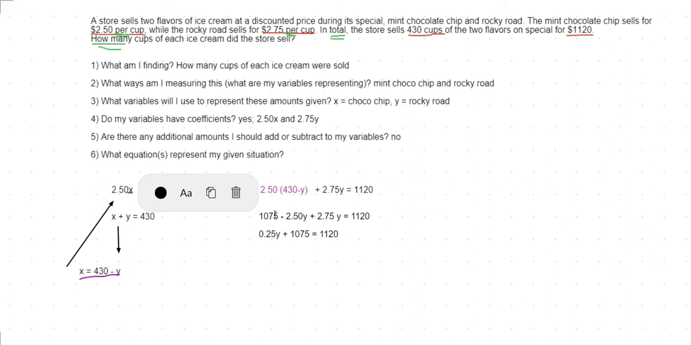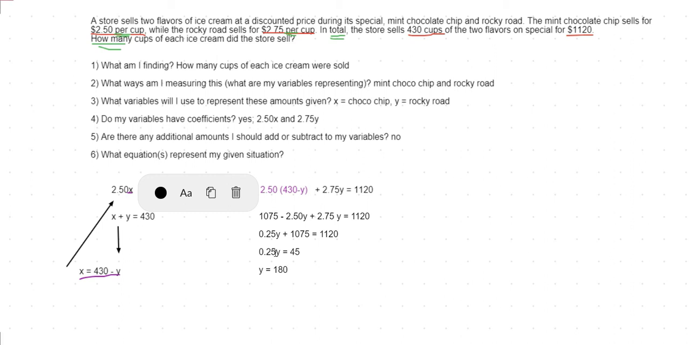I'd solve this by subtracting 1075 from both sides. I get this, which is negative 45. Or no, excuse me, positive 45. I don't know why I said negative. I think I was looking at my calculator wrong. And then I would divide by 0.25 on both sides. And y would become 180.